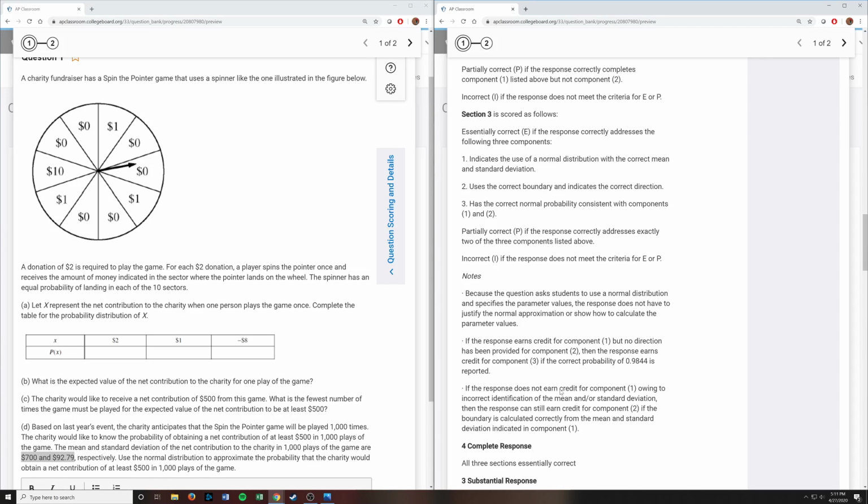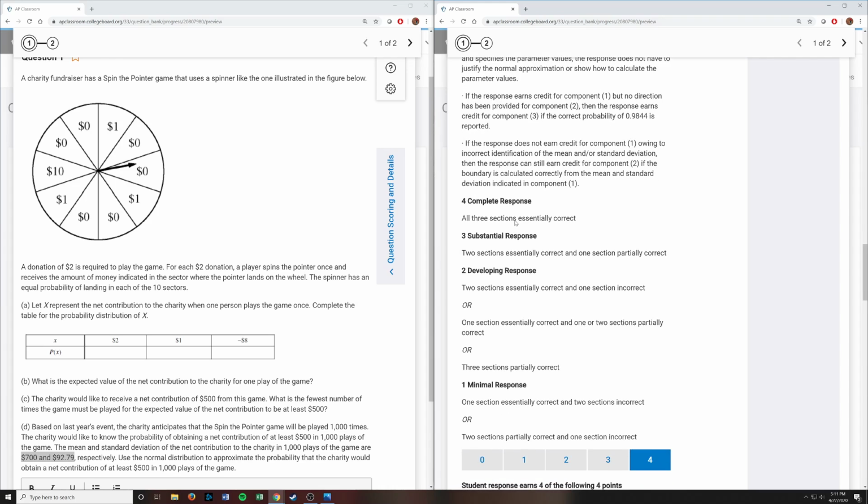What this would mean is you would get a P even if you didn't do this. And if the response does not earn credit for component 1 because you did something wrong, you can still get credit for component 2 if you do it correctly. Okay, so another one of those cases, if you weren't sure what distribution to use, make something up, and you can still get credit for subsequent parts. Okay, let's see here. This tells you how many points you get from that problem based on what letters you get from each section.